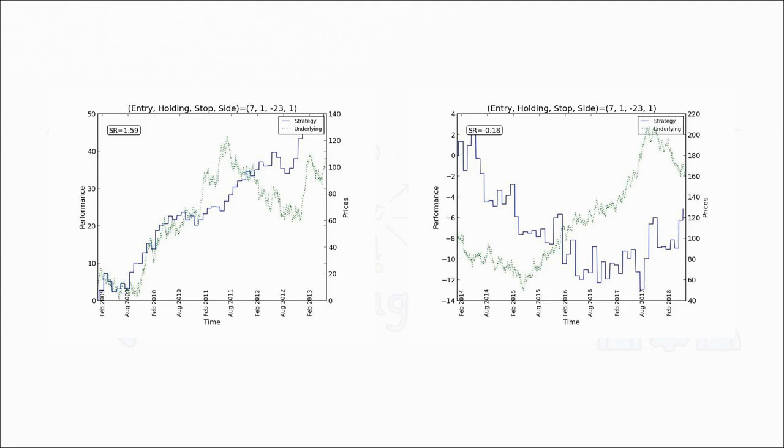But when you take that exact same strategy and force it to face the out-of-sample, unseen reality on the right, it instantly crashes, yielding a disastrous negative Sharpe ratio of negative 0.18. It actually lost money. The model just memorized historical data and was completely blind to the new reality.